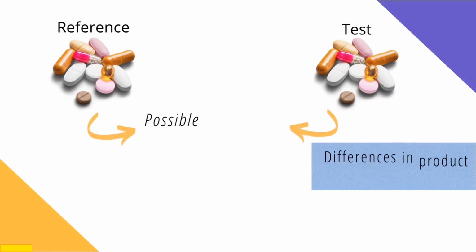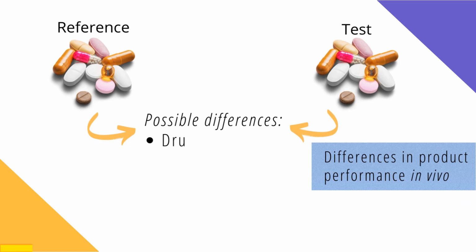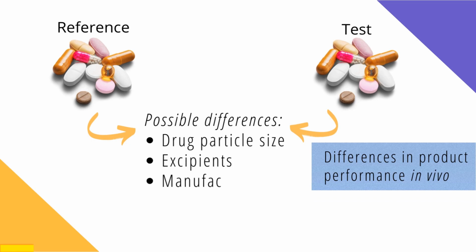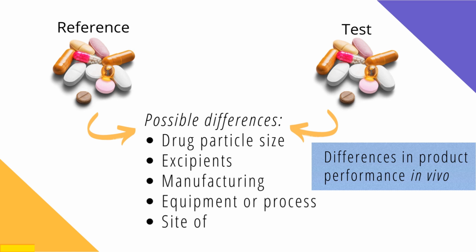When we compare the reference drug on the left and the test drug, which has not been granted as generic yet because it's still under testing, the possible differences include the drug particle size, the excipients, the manufacturing process, the process of actually making it, and also the site of manufacturing it. All these factors can collectively contribute to different performance in vivo.